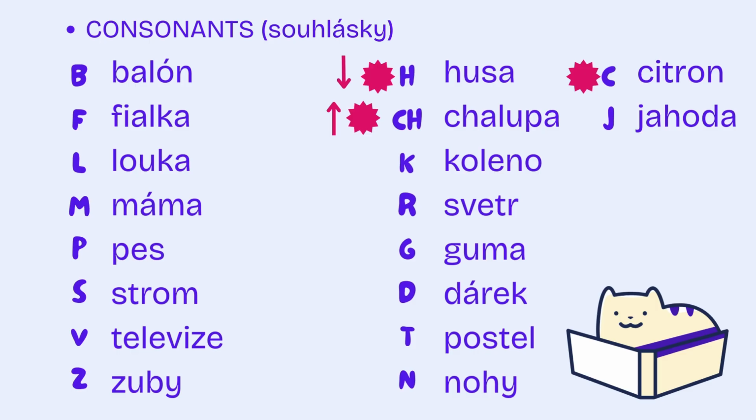And the last one, Y. Careful again, it's not J. No, it's Y. In a word, jahoda. So, all of them together. B, F, L, M, P, S, V, Z, H, CH, K, R, G, D, T, N, C, Y.